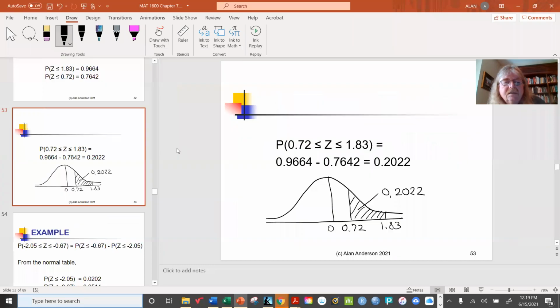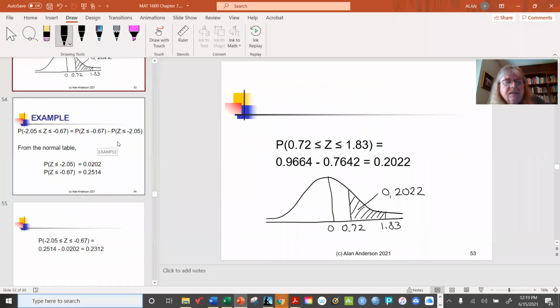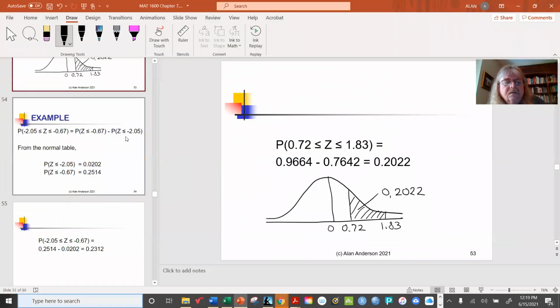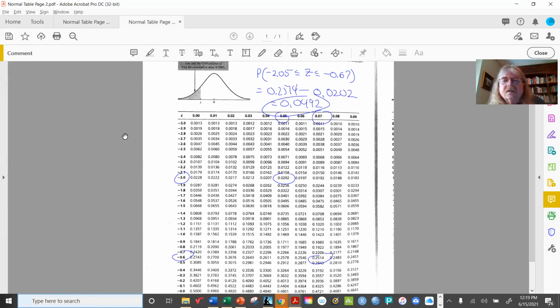All right. Oh, wait, did I do something wrong? I think I did something wrong here. No, I made a typo. Sorry, that's not right. 0.2514 minus 0.0202. That's what happened. It's actually 0.2312. Sorry about that.